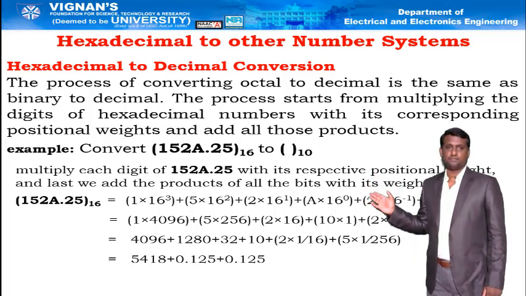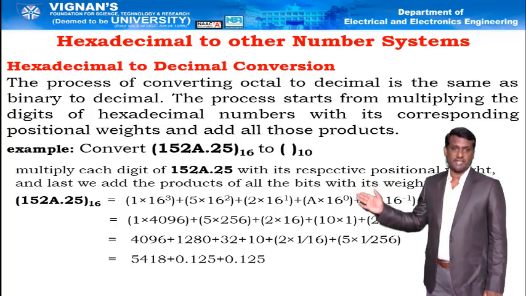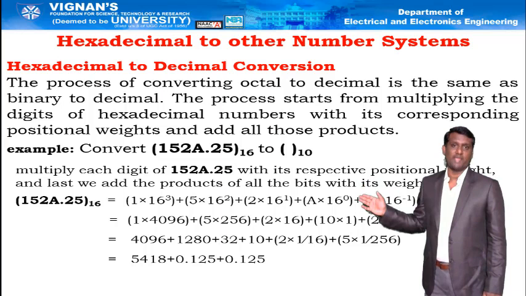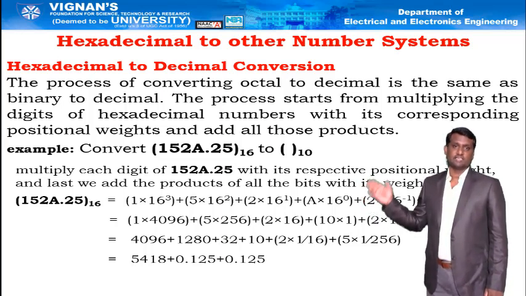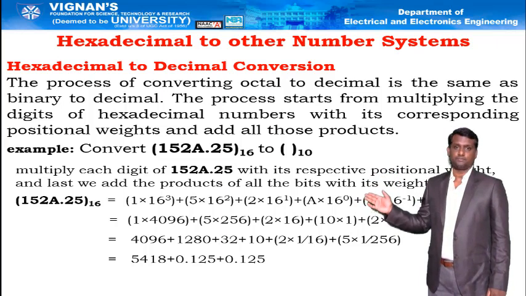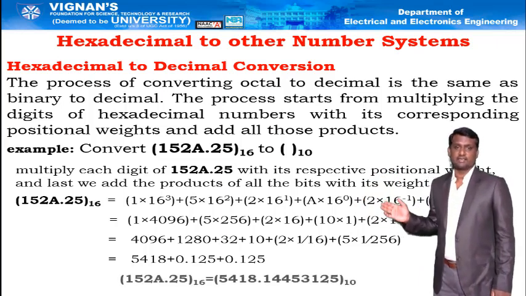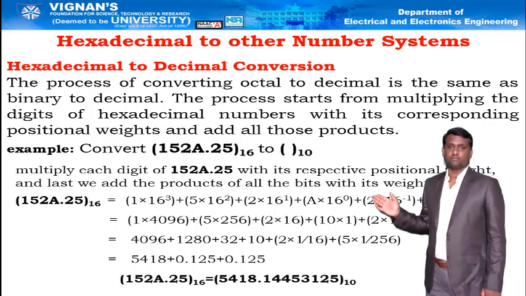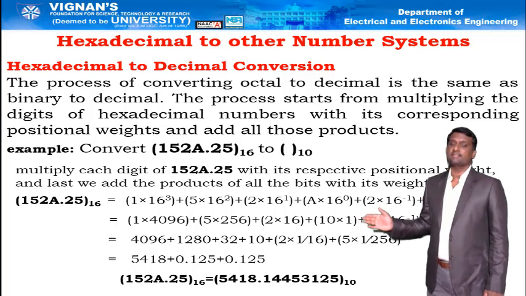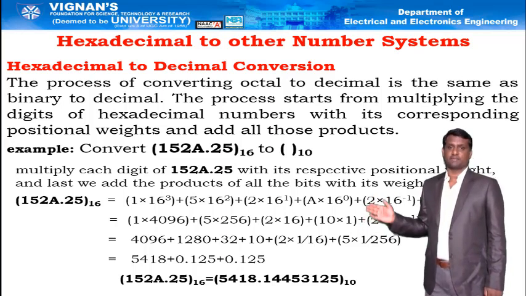Similarly, the 2 of the fractional part is multiplied with 16 power minus 1, its positional weight, and 5 is multiplied with 16 power minus 2. Adding all those values, we get 5418.14453125, which is the equivalent decimal number for the given hexadecimal number.